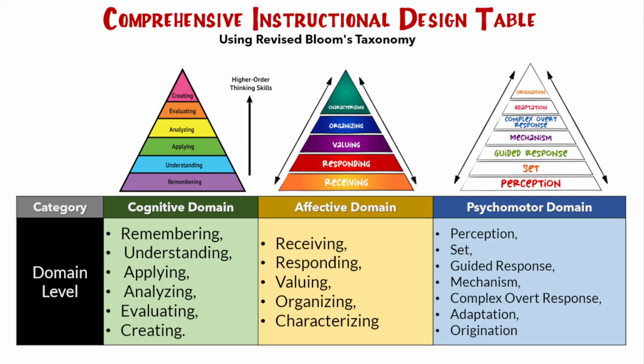In the cognitive domain, the labels are remembering, understanding, applying, analyzing, evaluating, and creating. And in the affective domain, the labels are receiving, responding, valuing, organizing, and characterizing. And in the psychomotor domain, the labels are perception, set, guided response, mechanism, complex overt response, adaptation, and origination.